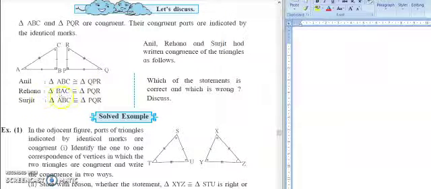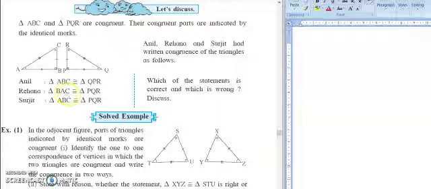Now let us see Rehana's statement. It is written that triangle BAC is congruent to triangle PQR. Now let us see the first side. BA should be congruent to PQ. So this side BA is congruent to PQ. These are indicated by 2 lines and these are also indicated by 2 lines. So both these segments are congruent.